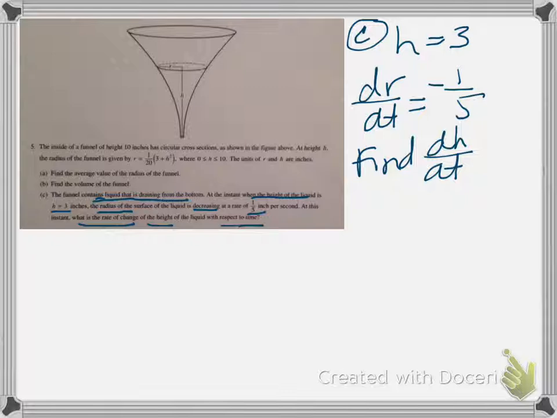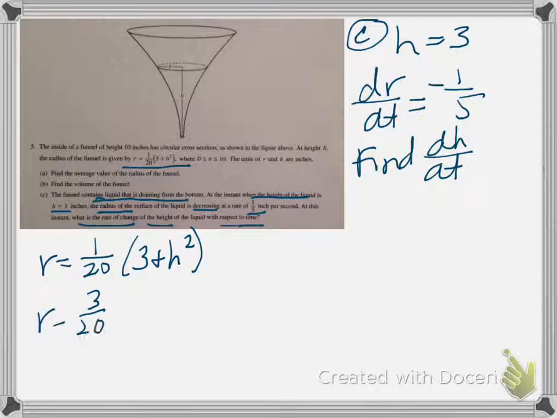Okay, so the only formula that I have is this one, which is my r. So r equals 1 over 20, 3 plus h squared. Since I'm going to have to take the derivative of that, I'm going to expand this first, make my life a little bit easier. So all I do is distribute that. And now I'm going to take the derivative.